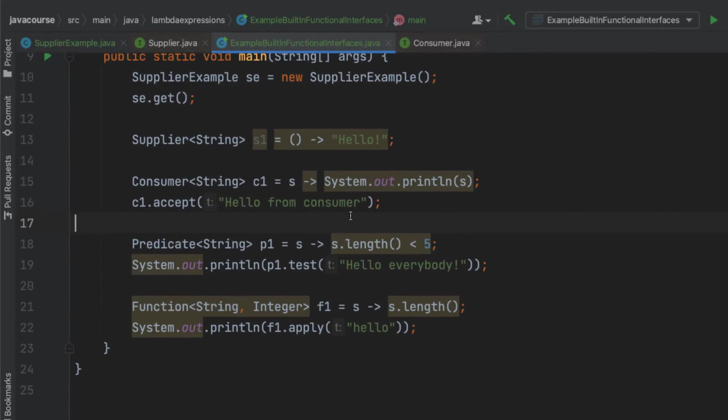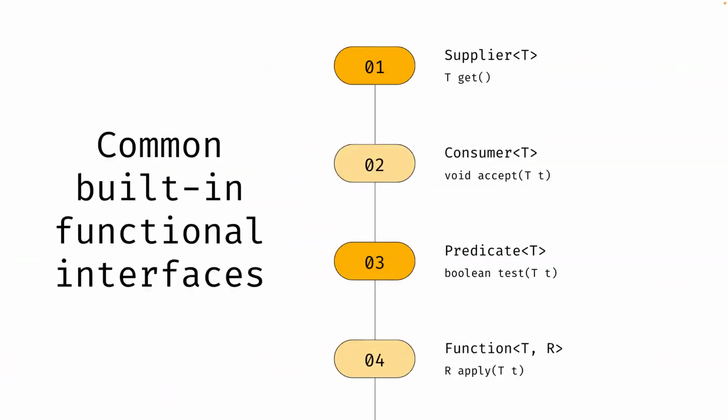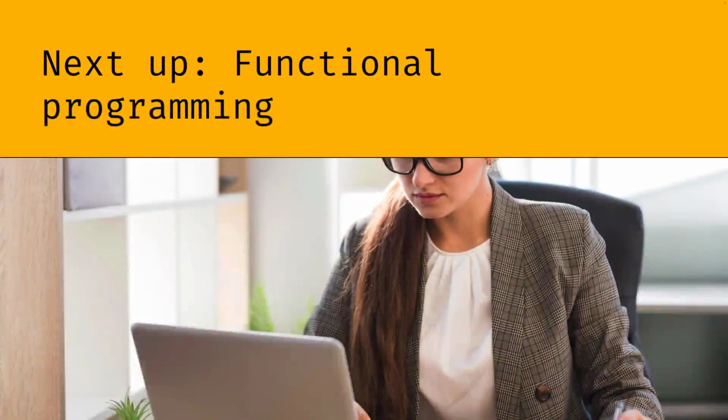Then we have the predicate, which is returning a boolean and taking something that we specified, which is also a string in here. And lastly, the function, which is taking a string as input and returning an integer. So we've seen how to implement these functional interfaces. In the next module, we'll use this to learn functional programming.